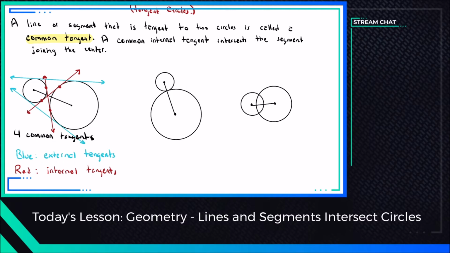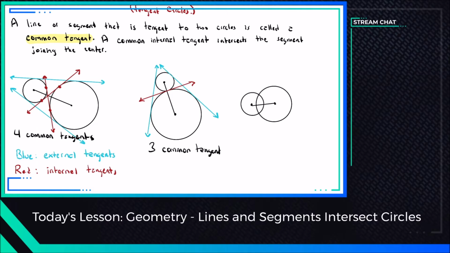All right, now let's see how many common tangents this guy has. So here's one, and then we're going to draw another one right there. So those are 2 blue external tangents, and then we're going to have one common internal tangent. So the 2 blue external, the 1 red internal, and this is going to be 3 common tangents. So 2 circles that touch each other at one point are only going to have 3 common tangents.